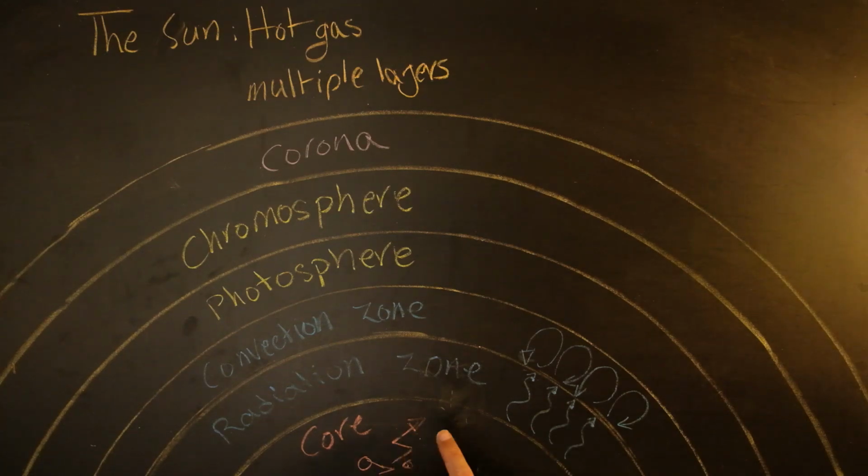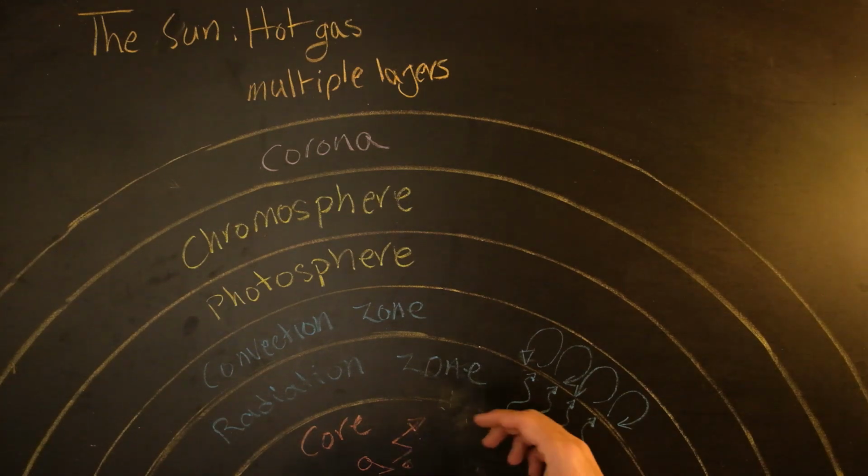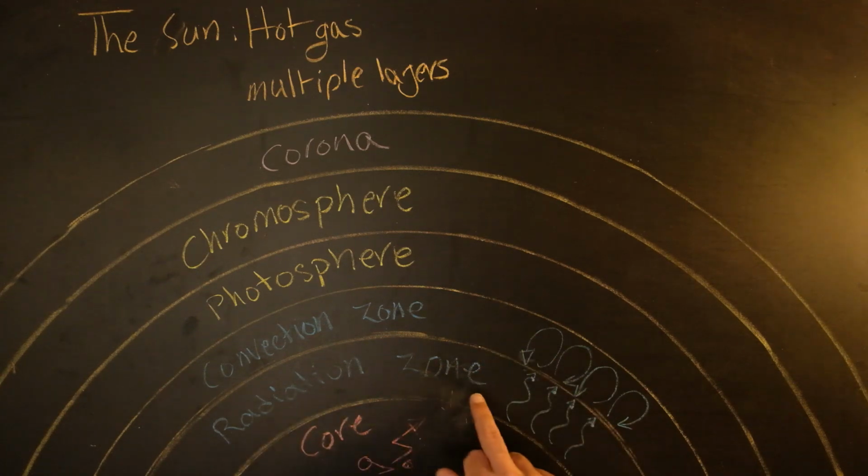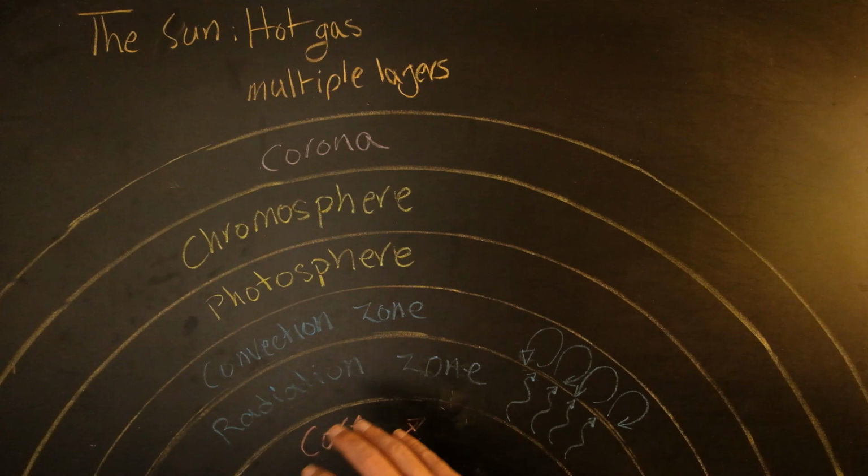We start with the core at the center. Core is the hottest part of the sun. Then the next layer is the radiation zone. In the radiation zone, we have transfer of energy as a wave. That's the main reason this is called radiation. The energy is produced at the core, then we have transition of this energy as a wave.